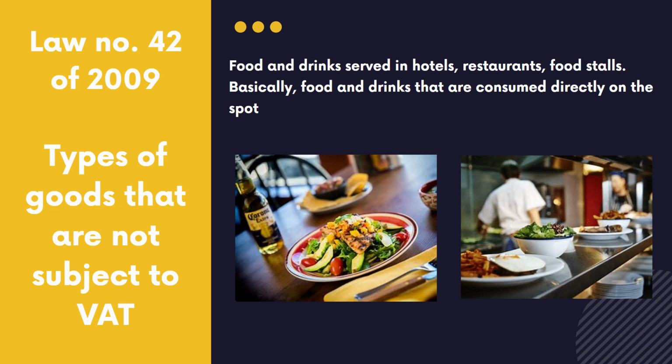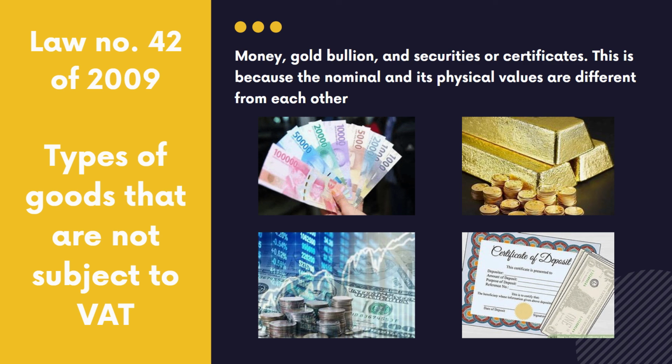Basically, food and drinks that are consumed directly on the spot, including food and drinks that are made by catering businesses or catering services. The last is money, gold bullion, and the securities or certificates. This is because the nominal and its physical values are different from each other, especially when compared to its intrinsic value. Gold jewelry is still subject to VAT.